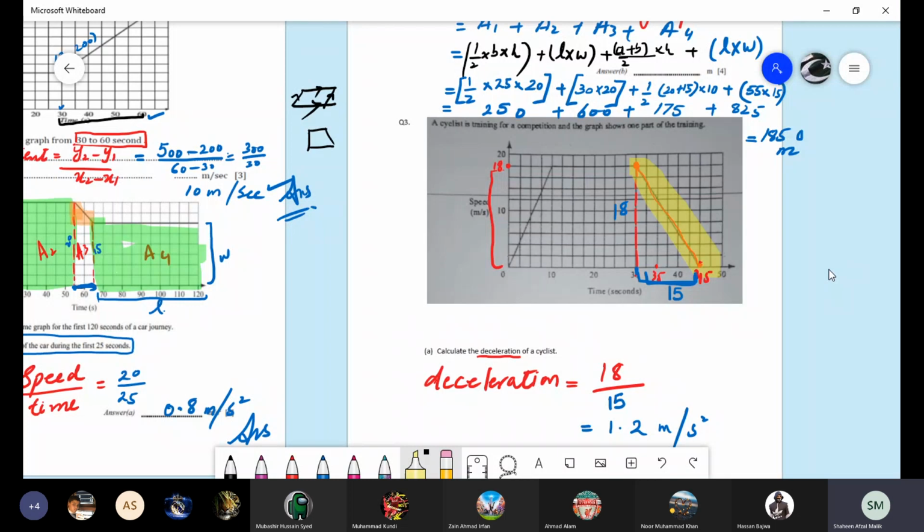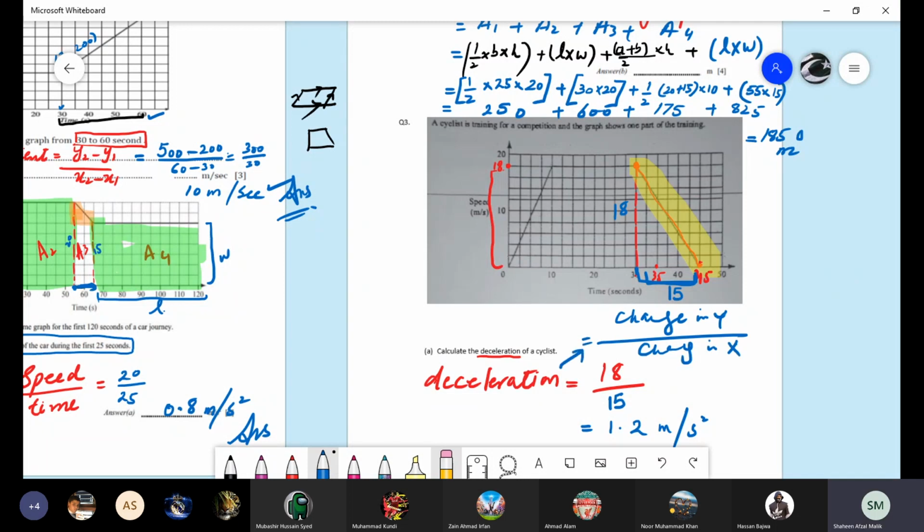So we can write that change in y over change in x. Change in y is 18. Remember, boys, this is a very important point here, because you have done acceleration, but this is the deceleration. I think we are doing it for the first time. So you can see here that the deceleration is change in y over change in x.